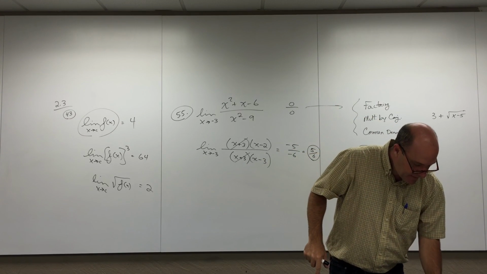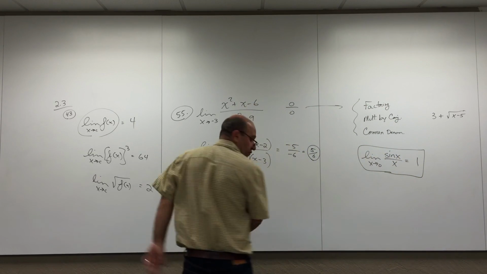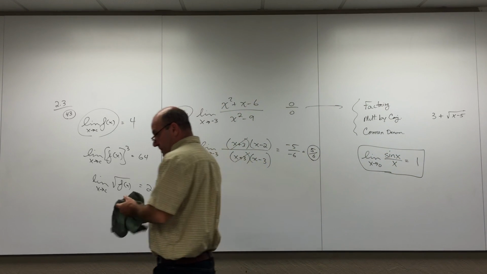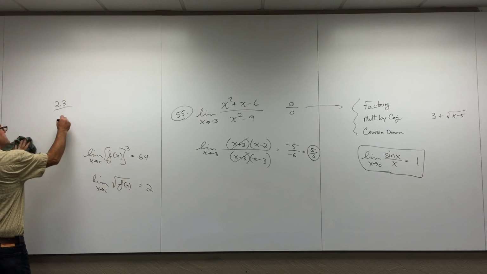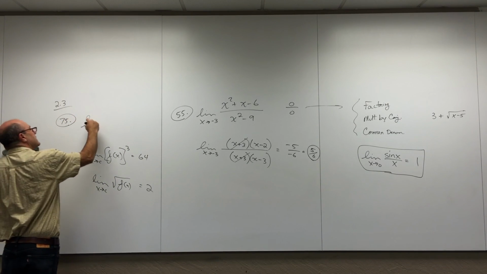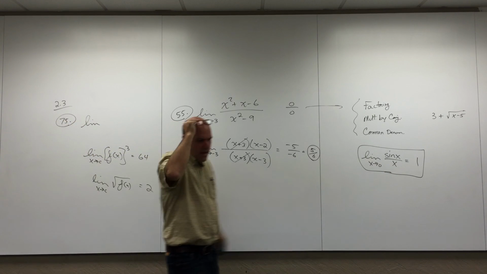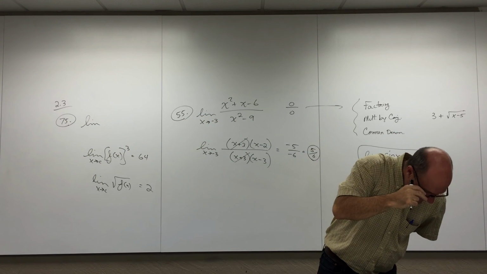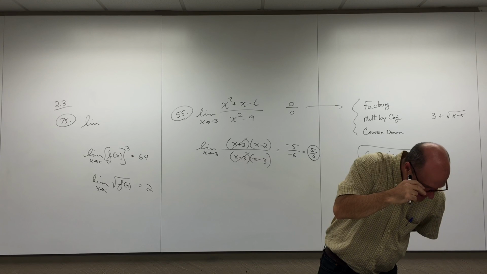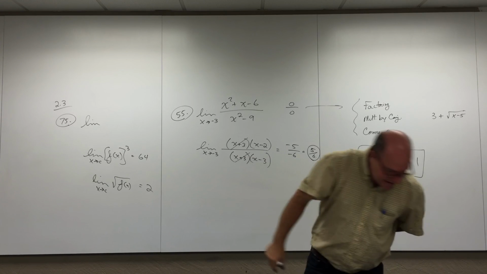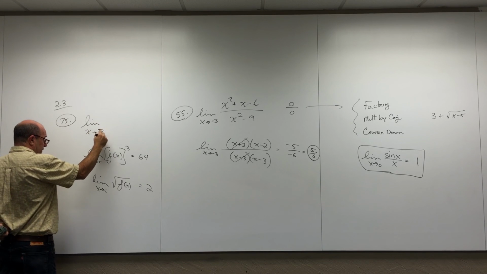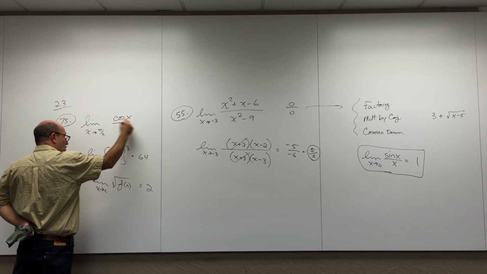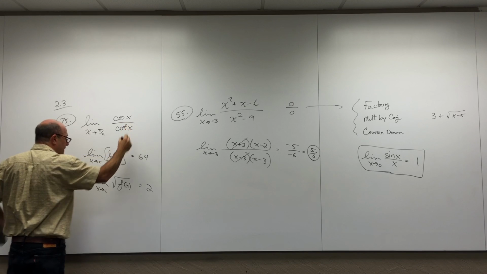75. See, that's a trig problem. Can you do 78 too? Perhaps, yes. Let's see what we got here. So he just said 75, which is the limit as x goes to pi over 2 of cosine x over cotangent x.